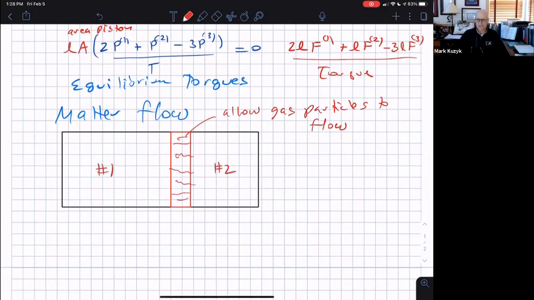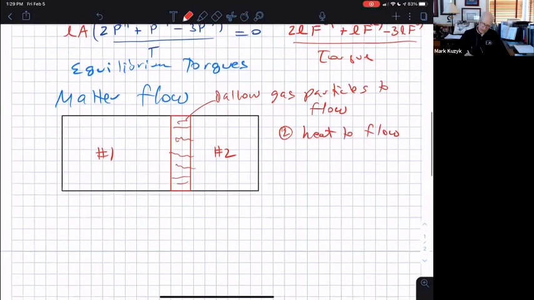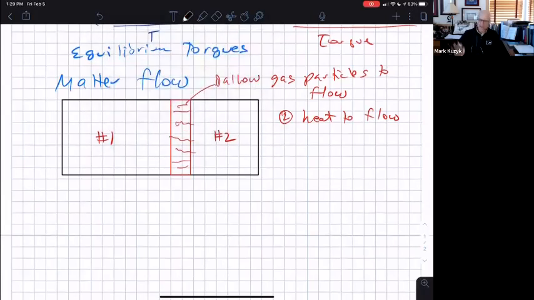Here we're going to call that system 2. So the particles can flow and heat can flow. So we're going to let gas particles flow, and two, we're going to allow heat to flow. Okay, so now that you're such experts, we can just write down the change in entropy, set it equal to 0 really quickly.